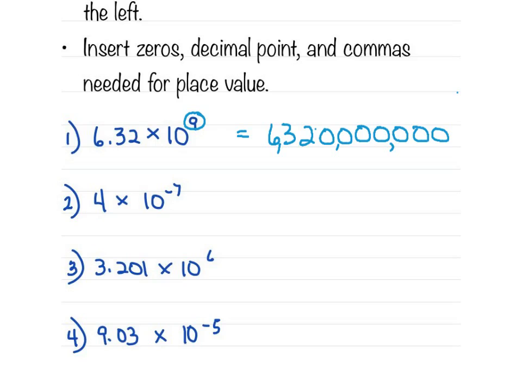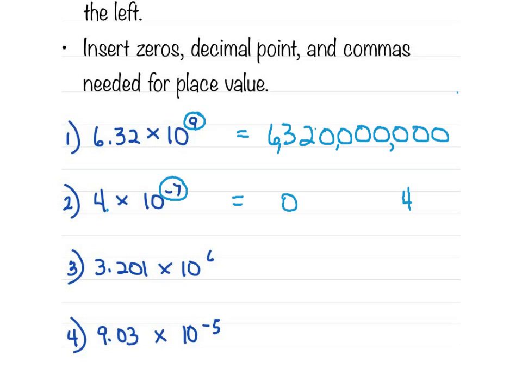So we have 6,320,000,000. Okay, number 2, 4 times 10 to the negative 7. So n is negative 7, telling us that we need to move the decimal place 7 times, this time to the left, making the number smaller. So our decimal is behind the 4, and we need to move it 7 places to the left.